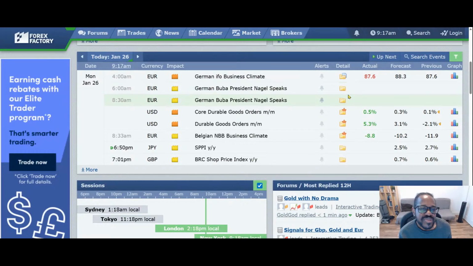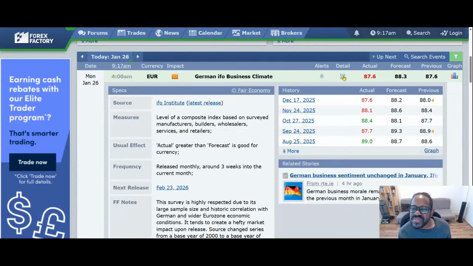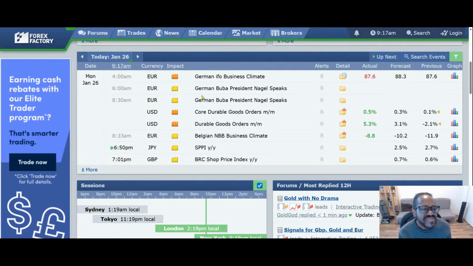Let's look at the euro this morning in London: German IFO business climate came in at 87.6 against 88.3, so that's negative news overall. Other than that, nothing else today. So that's perfect.